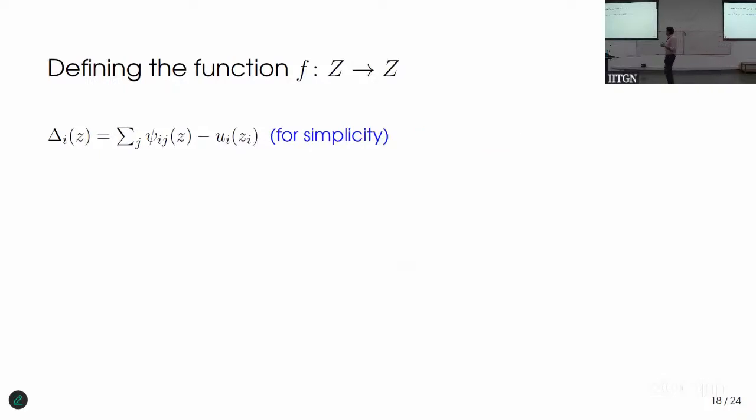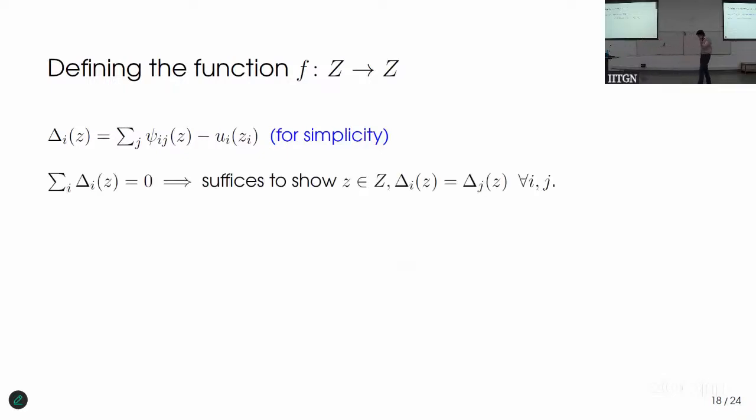I'm going to be writing it as a function of z, not as a function of x, because just as I said, we will interpret z as x. And also by the property of our utility functions, we know that the sum of surpluses is 0. So it suffices to find a point where the surplus of all agents is the same. Okay? So long story short, we want to find a point z in our convex compact set capital Z where the surpluses of all agents are the same.